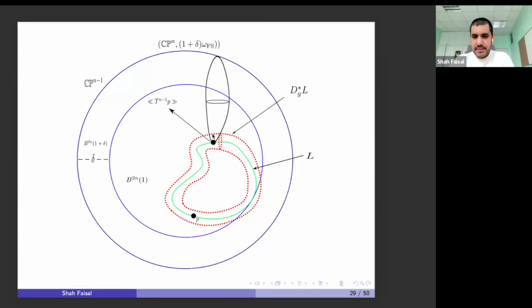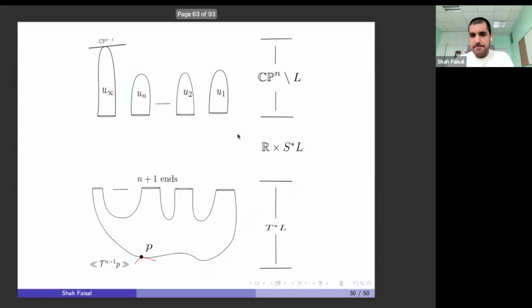Now you apply stretching to the sphere along the boundary of the Weinstein neighborhood. Then it will create a holomorphic building. The holomorphic building has different levels. The bottom level is the cotangent bundle of the Lagrangian. The top level is CPN minus the unit disk bundle, then completion, but that's symplectomorphic to CPN minus L. So I just write it that way. And there would be some intermediate levels of the building, which are the symplectization of the boundary of the unit disk bundle.